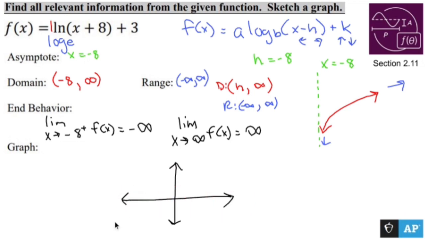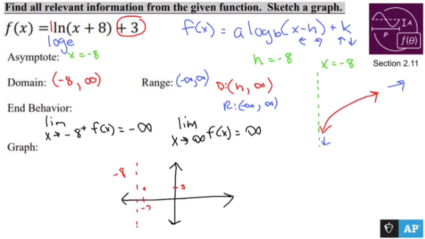We'll be all right. First thing that happens is I know that I have a vertical asymptote at negative 8. Now, there's a little rule that says whatever this number is, that is going to be your y value, 1 unit to the right of your vertical asymptote. So if this was 3 and if this was negative 7, I have a point right there.